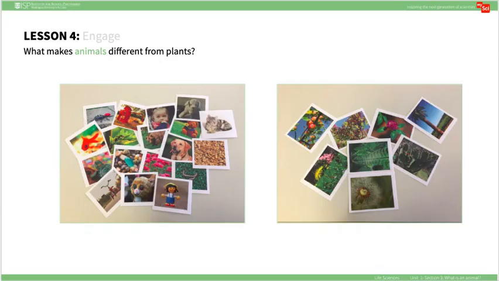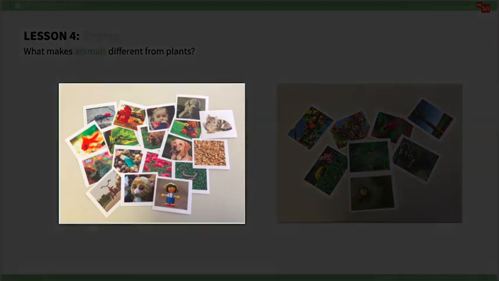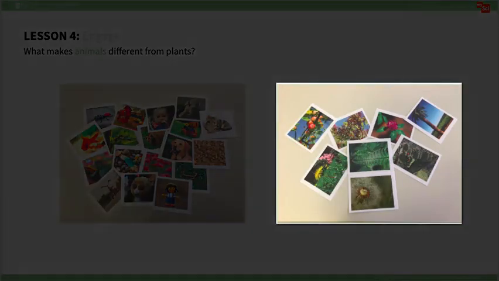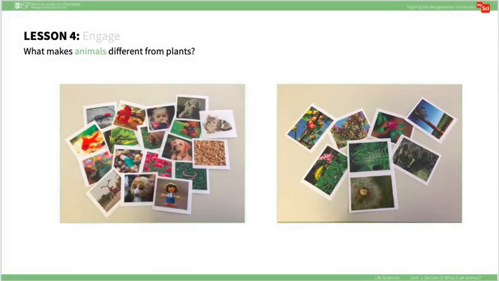In the Engage portion of the lesson, students will return to the living object cards from Lesson 1 and the plant cards from Lesson 3. In small groups, ask them to sort the cards into plant and animal groups, discussing reasons why they sorted their cards the way that they did.